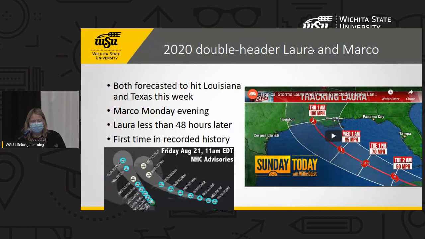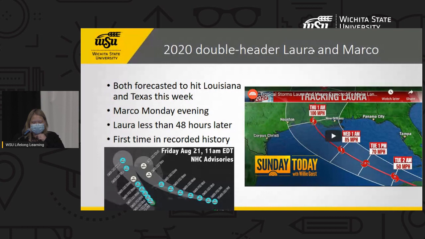So there's a doubleheader, two hurricanes at once coming up in the Gulf of Mexico. And they were both forecasted to hit Louisiana and Texas this week. As of yesterday, when I made this slide, Marco was supposed to hit Monday evening, and then Laura was going to hit less than 48 hours later. And if it occurred, this would have been the first time in history that this ever occurred.